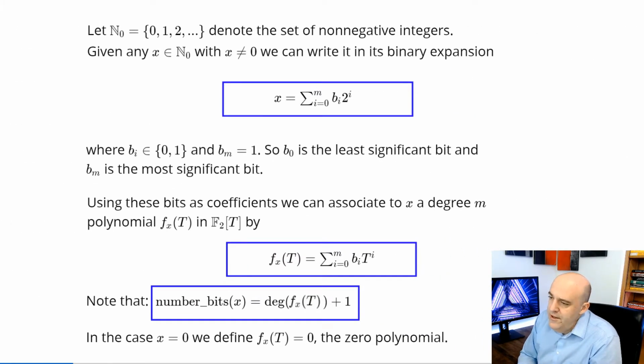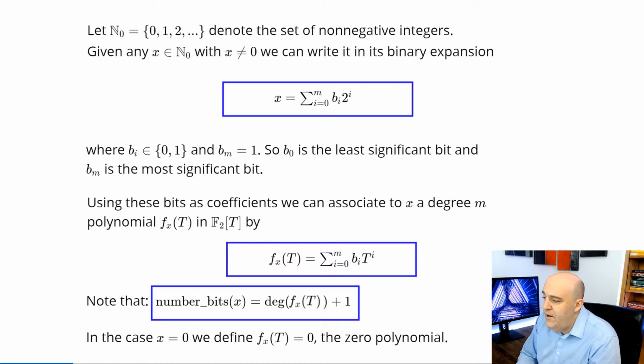So just to introduce a notation, why don't we write N0 to be the non-negative integers, so 0, 1, 2, etc. Usually you write N for the natural numbers, the set of positive integers. So why don't we just write N0 for the natural numbers with 0 added to it. Now, given any non-negative integer x, that's non-zero at least, we can write it as a binary expansion, right? With a sum of powers of 2, with the leading coefficient being not equal to 0. In other words, it's equal to 1. So we can write x as a summation from i equals 0 to m of b_i times 2^i.